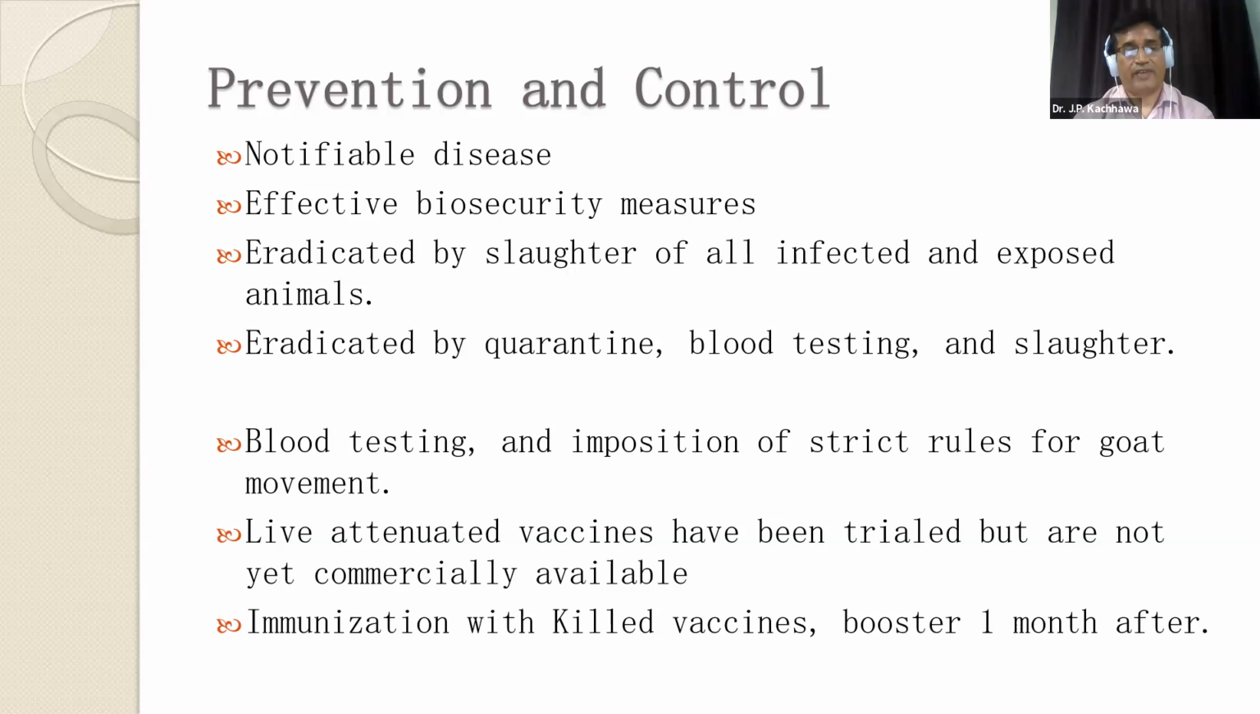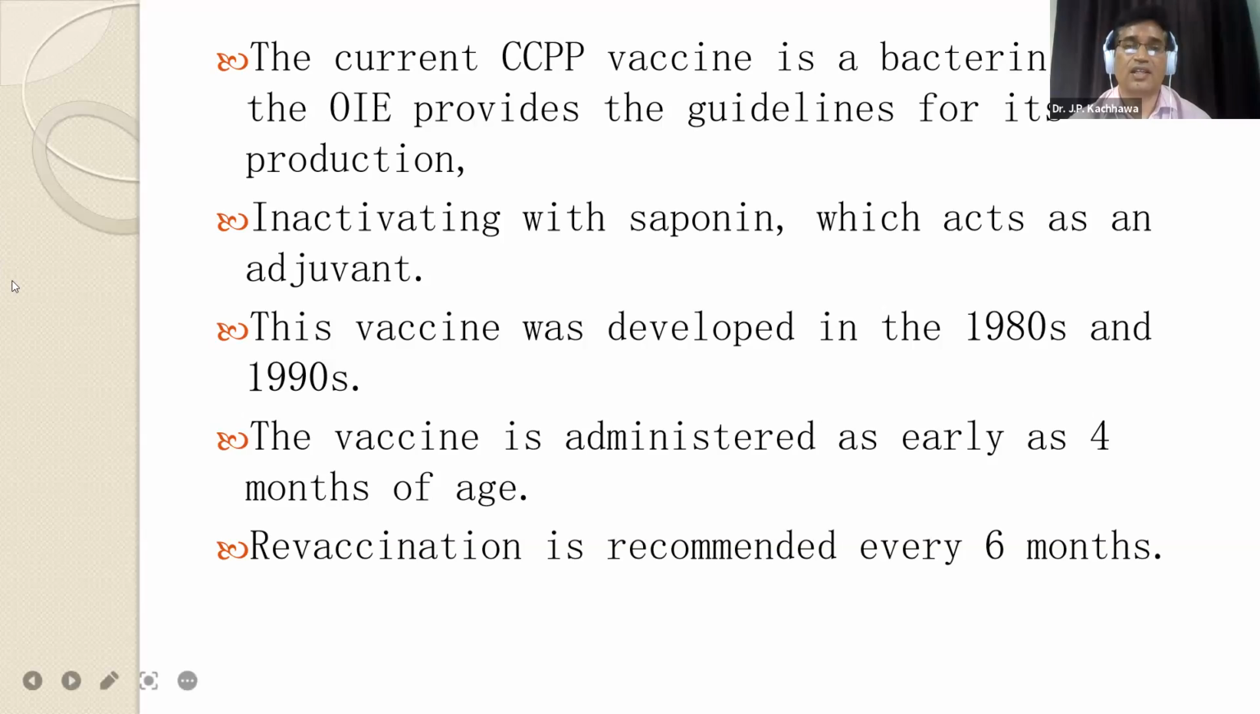Another widely accepted policy is to vaccinate the animals. Live attenuated vaccines have been trialed, but these vaccines are commercially not available. Another one is immunization with killed vaccine, but these vaccines require a booster dose after 1 month, because they produce shorter immunity. The available vaccines are bacterial vaccines. For the production of these vaccines, the OIE provides guidelines.